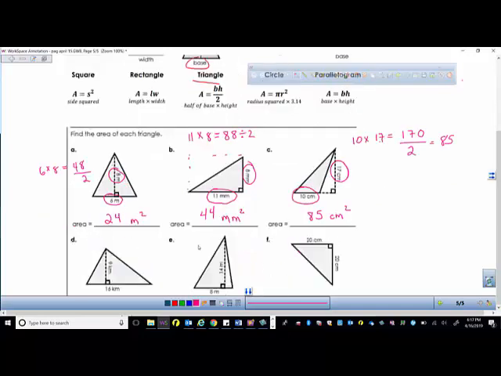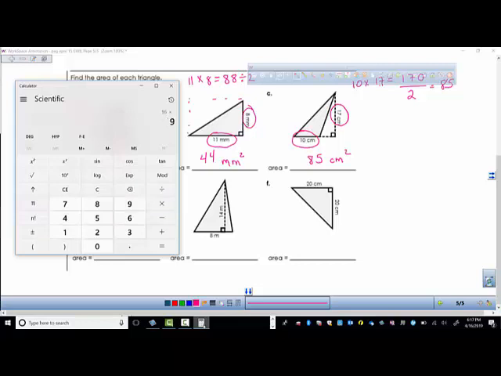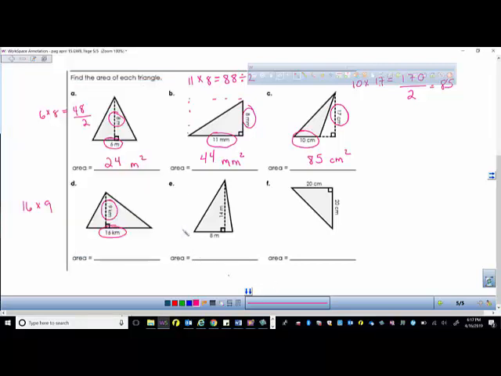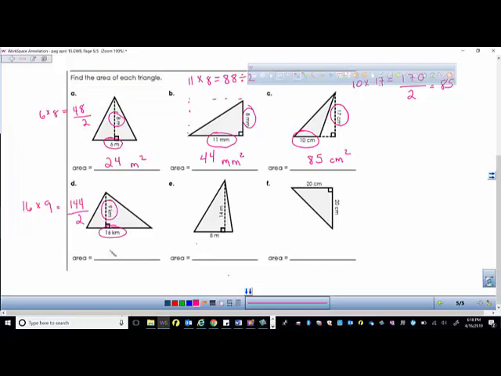Let's look at a couple more examples down here. So on letter D, my base, or horizontal, is 16. My vertical, or height, is 9. So I'm going to multiply those. So I have 16 by 9 is 144. So I get 144, but it's a triangle, so I have to divide by 2. So if I take 144 divide 2, I get 72 square kilometers.